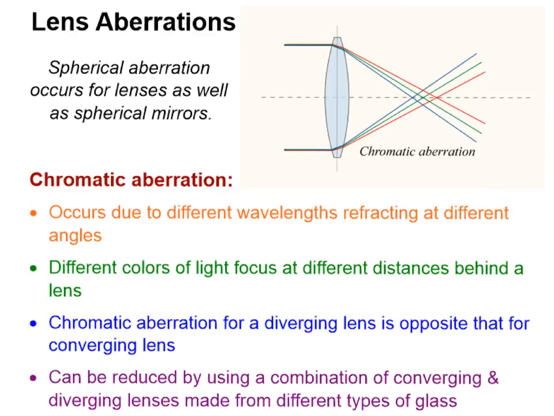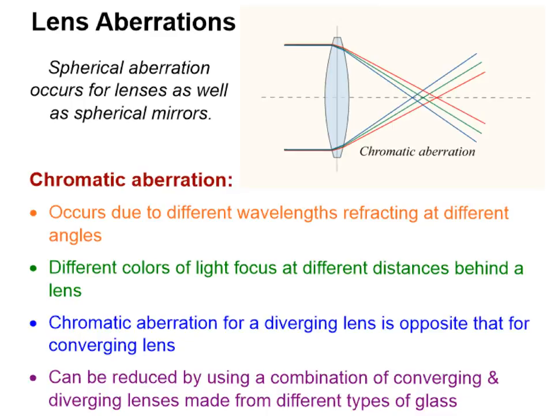Here's a picture that just gives you that idea in your mind. We have different focal points, different places that the images are able to focus depending on the wavelength of light and the color of light that is being refracted. So because the different colors of light focus at different distances behind the lens, we get chromatic aberration. Chromatic aberration for a diverging lens would be the opposite of that for a converging lens. So we can reduce chromatic aberration by using a combination of both converging and diverging lenses together, made from different types of glass.